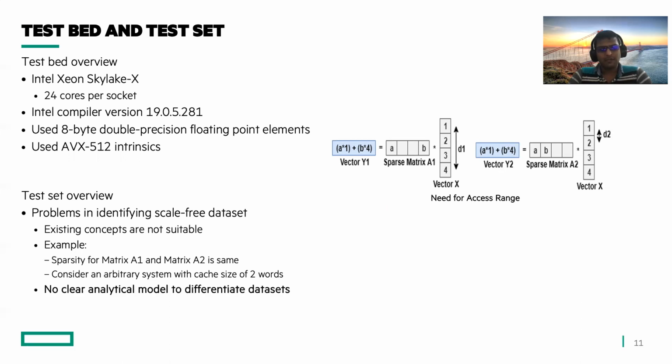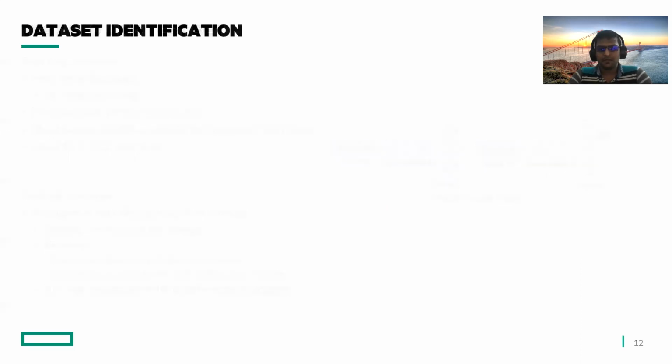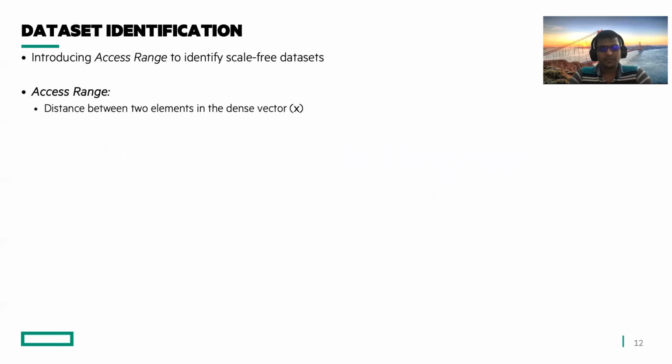And we don't have any clear analytical model to differentiate the data sets that are suitable for our blocking scheme. So we introduced a parameter called access range to identify the scale-free matrices. Access range is just the distance between 2 elements in a dense vector X, which will be gathered as input for the SpMV computation. Consider the previous example with matrix A1 and A2, where D1 is the access range for matrix A1 and D2 is the access range for matrix A2.